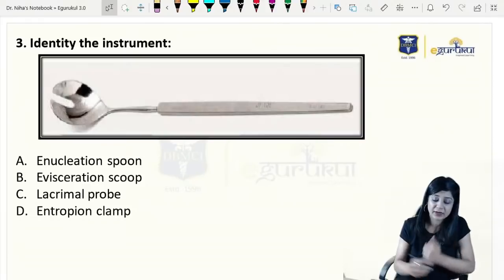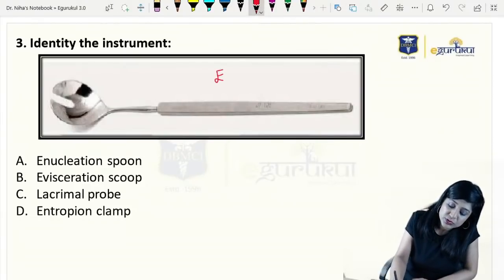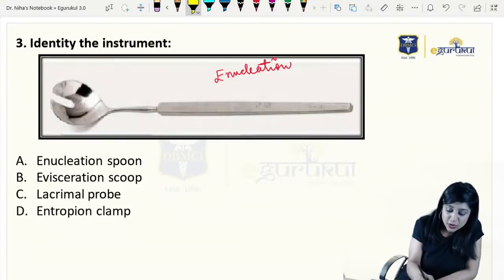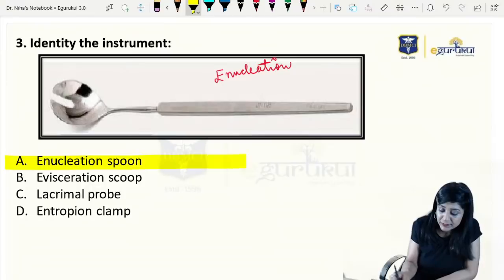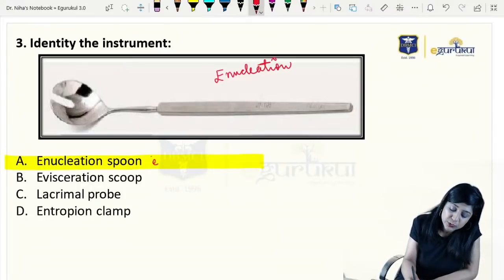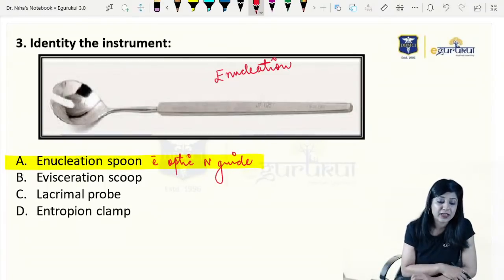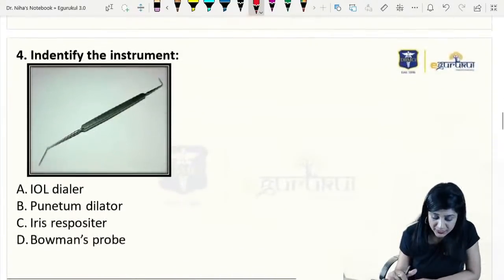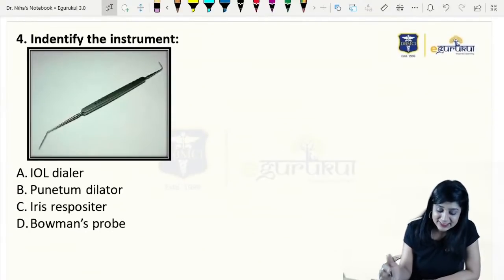Coming to the next one, we have just discussed this. What is this instrument? This instrument is used in the enucleation for holding the optic nerve also. So this is actually your enucleation spoon. The full name is enucleation spoon with the optic nerve guide. Exactly.